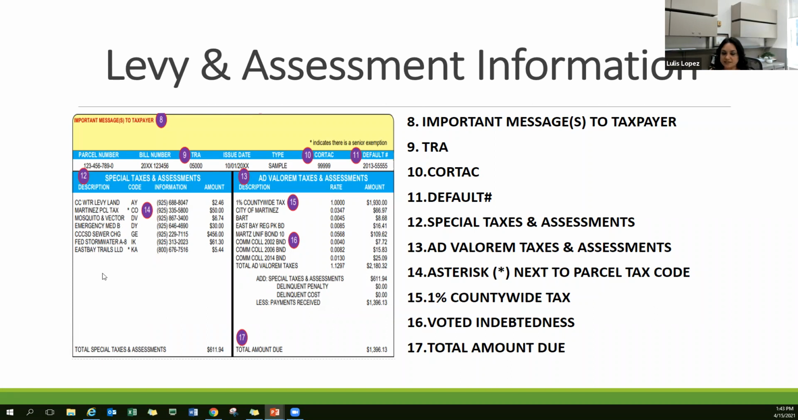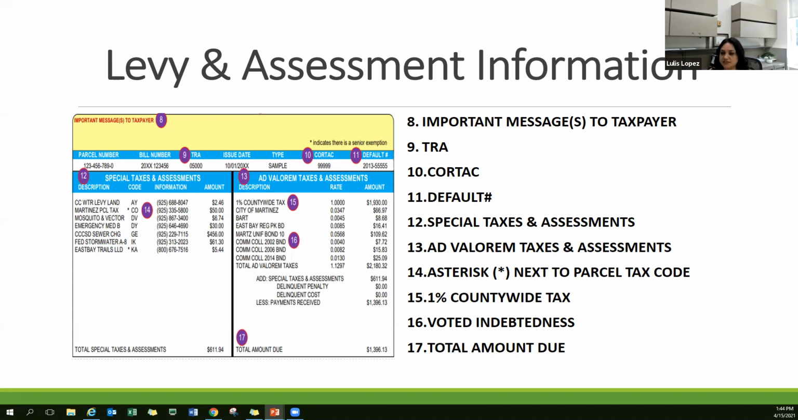The ad valorem taxes and assessments charges are calculated by multiplying the net value as of January 1st of that year by the tax rate area. If you see the asterisk on the special taxes and assessments, that indicates that there's a senior exemption. And we do have a listing of parcels that offer senior exemptions on our website.